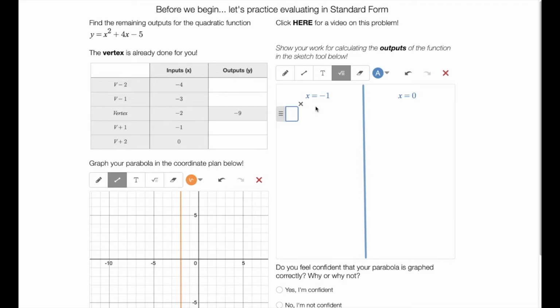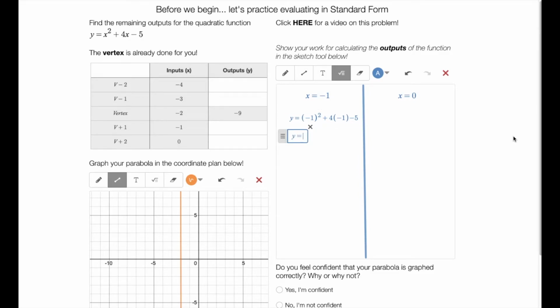So our function here is y equals x squared plus 4x minus 5. So that would be -1 squared, and I'm going to make this a little bit smaller so that it will fit in the space that I have, plus 4 times -1 minus 5. So that is our function. So now I'm just going to go through and do the math.